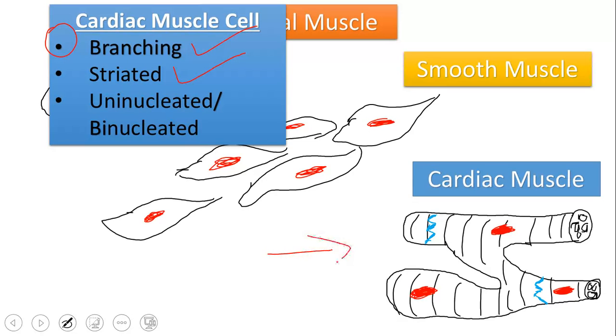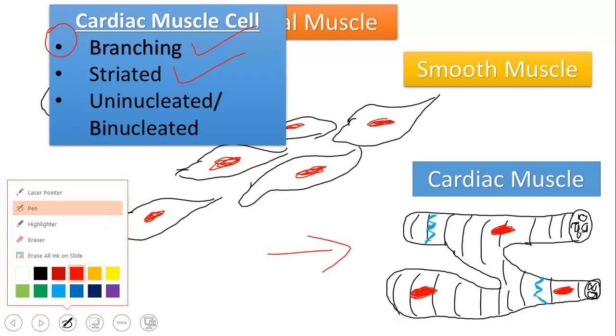Consider this diagram, which shows the branching nature of the cardiac muscle tissue. So cardiac muscle tissue is branching, striated, and uninucleated or binucleated.